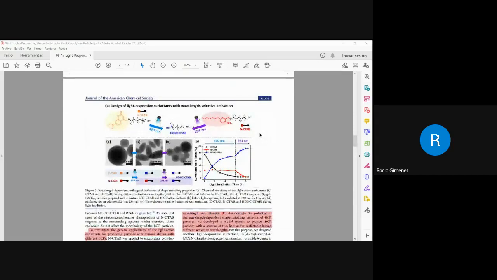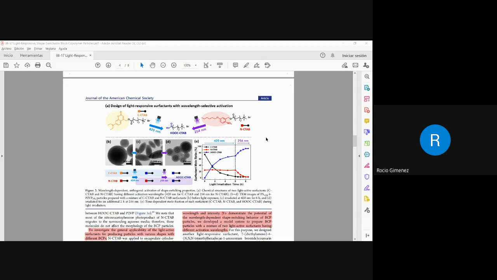To demonstrate the potential of the wavelength-dependent shape-switchable behavior of these particles, they developed a model system to prepare particles with a mixture of 2 light-active surfactants having different activation wavelengths. Similar to the NC-tab surfactants used before, cleavage of the CC-tab also leads to generation of carboxylic acid groups. Accordingly, the use of CC-tab surfactants in the preparation of the particles produced a similar light-induced shape transformation, but with the use of 420 nanometer light to trigger this transformation.